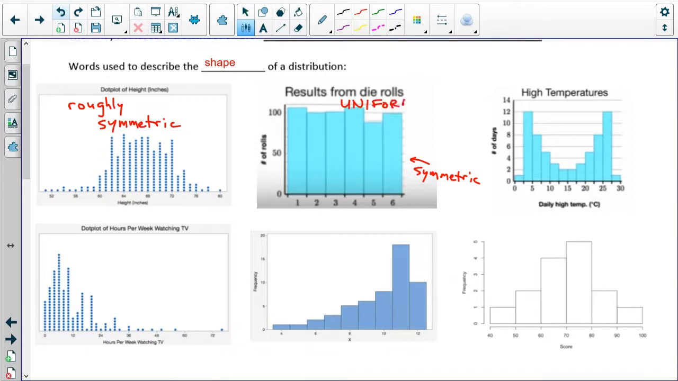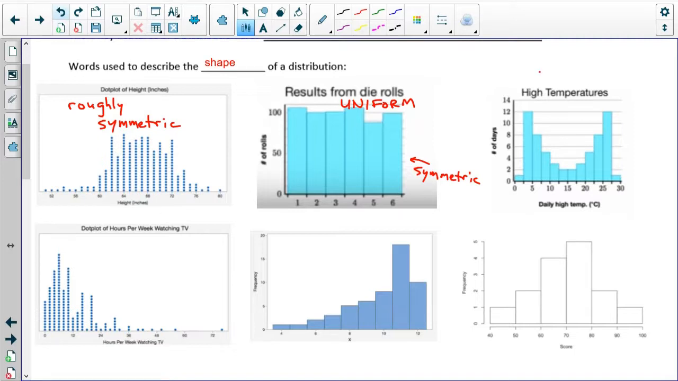So uniform means that it's pretty much the same all the way across. So that makes sense in results from die rolls. Now, it looks like they rolled a die about 600 times, and they got about 100 for each number. It's not exactly 100 for each number, but it's about 100 for each number. We call that uniform if it's pretty consistent. So the curve would be something that looks pretty consistent all the way across.